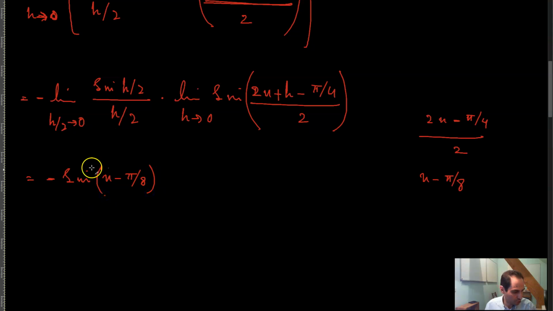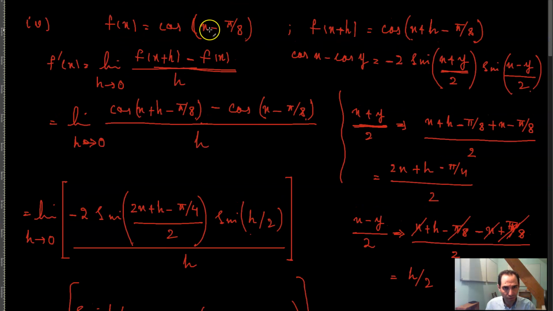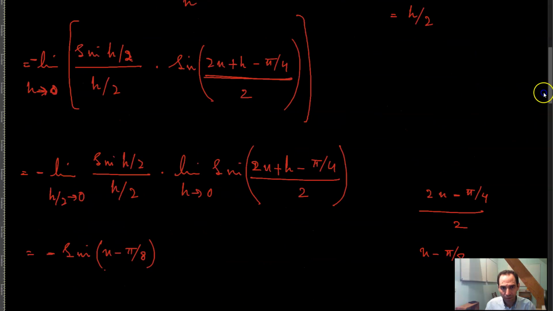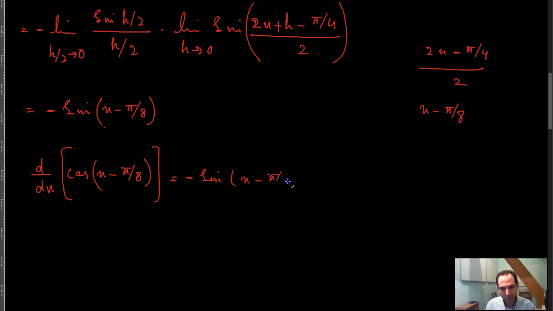And as you can see, this generally works. For example, here I have the derivative of cos of x minus pi by 8, so d by dx of cos of x minus pi by 8 is equal to negative sine of x minus pi by 8, right? So that works that way. And you know that basically d by dx of cos x is generally equal to negative sine x.